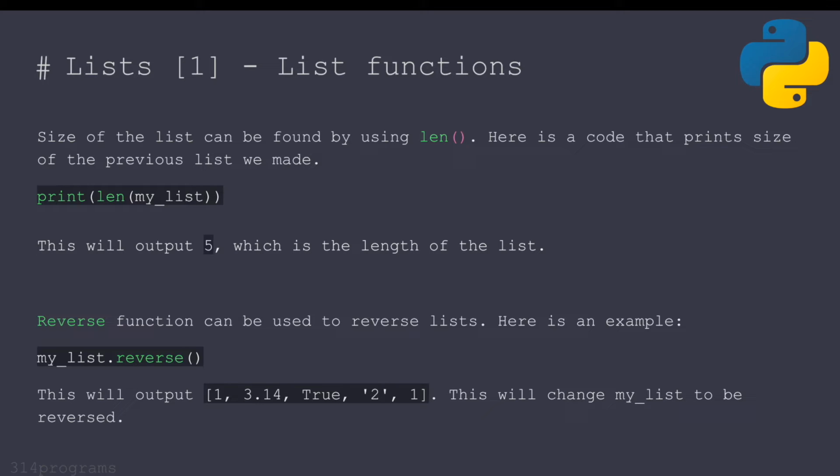Reverse function can be used to reverse the order of items inside the list. When the code myList.reverse is used, it will output 1, 3.14, true, 2, and 1. This will change myList to be reversed unless it is changed back into its non-reversed form using reverse again.